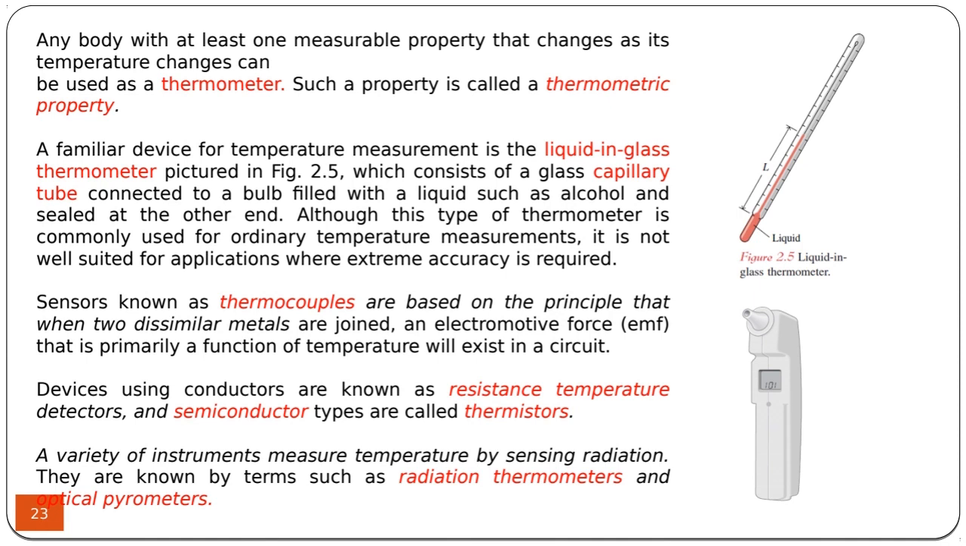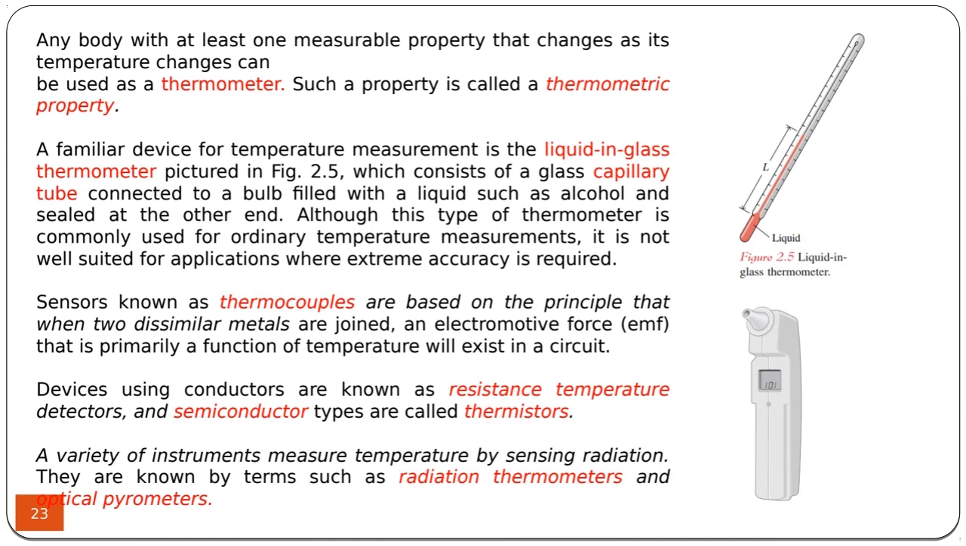Another one can be using infrared, or it can be thermocouples, in which two different materials are used. When two different materials that have a common contact point are heated, they produce electricity, a voltage, and this voltage is related to the temperature of the heated point, the junction.